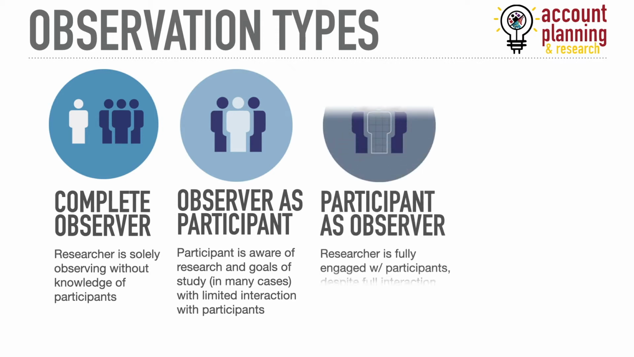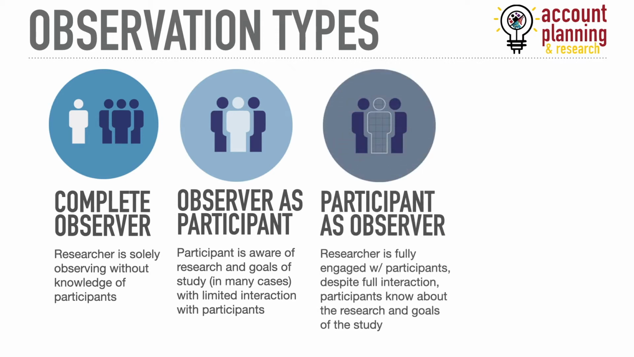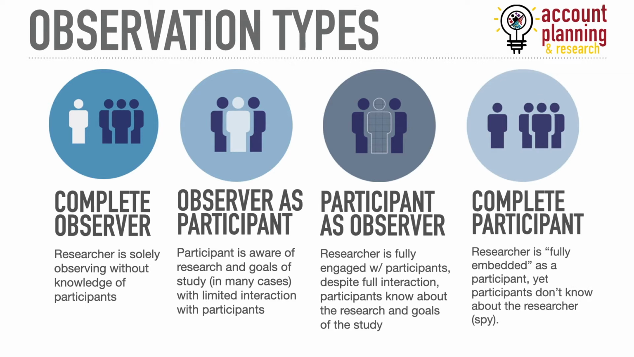Then there's participant as observer, where the researcher is fully engaged with the participants. They interact with the participants and everyone knows the goal of the research study. And finally, there's complete participant, where the researcher is fully embedded as a true participant of the target community. And in this case, the participants don't necessarily know about the identity of the researcher. The researcher is sort of acting like a spy or an undercover agent.